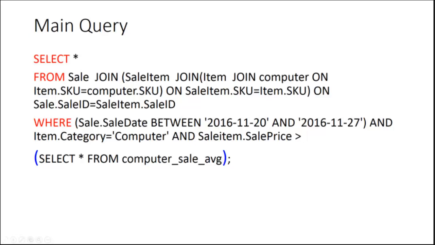Here we have in the criterion, sale price greater than. Here, rather than creating the query again, we just reference it: select everything. Well, that subquery or that saved view retrieves only one number. So select everything, retrieve that number from computer sale average. This is the name we put down for that saved view.